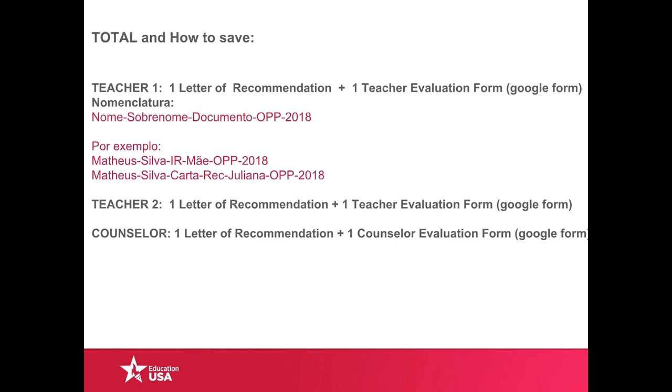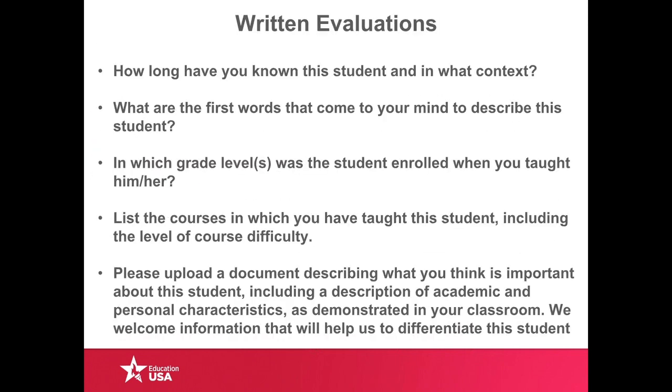So teacher 1, there's going to be there the recommendation letter, and we're going to be saving the Google form. So for example, the name, surname, document, OPP 2018. So if we're talking about Gabriel Negrão's letter, we're going to go Gabriel Negrão, carta, recommendation, name of the teacher, opportunity 2018. Okay? So that's how it's going to be working up top. So every time you need to make sure that you have this correct. Okay?